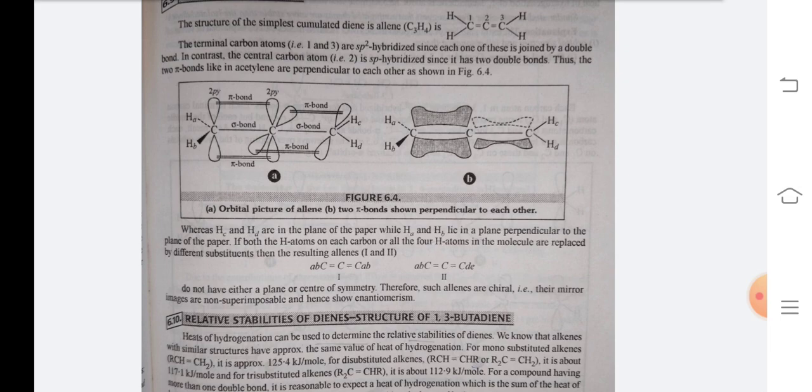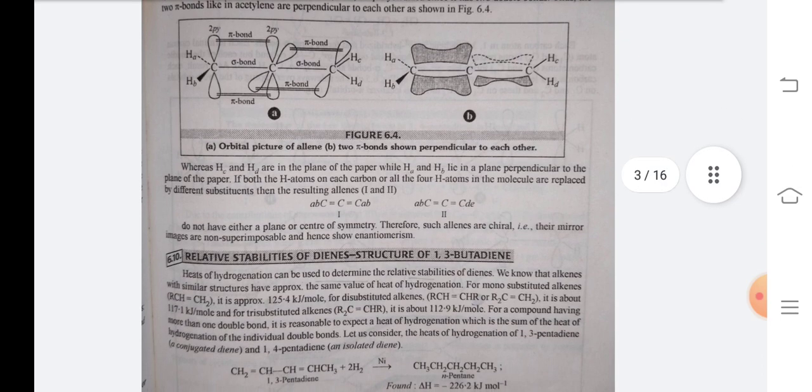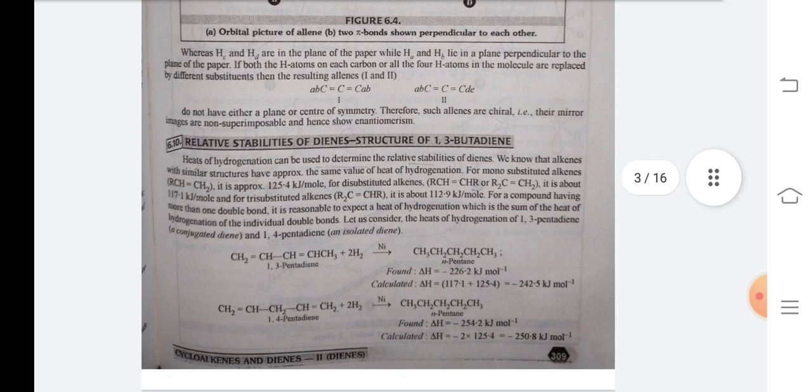If both the H atoms on each carbon, or all the four hydrogen atoms in the molecule, are replaced by different substituents, then the resulting allene does not have either a plane or center of symmetry. Therefore, such allenes are chiral, that is, their mirror images are non-superimposable and hence show enantiomerism. Relative stability of dienes. Structure of 1,3-butadiene.